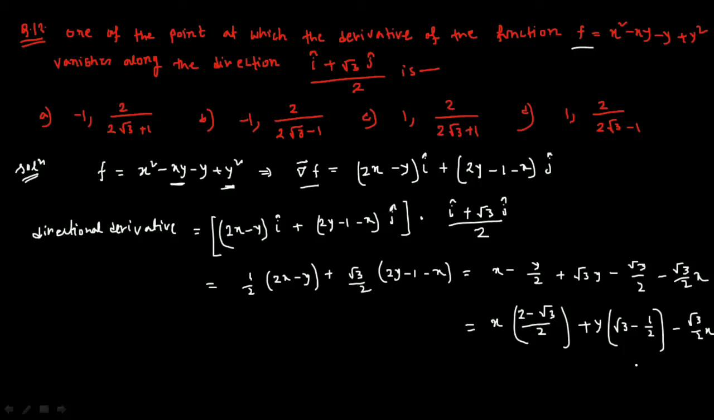You have to find for which point of x and y this will vanish, this will be 0. So you have to just put these points from options a, b, c, d and check the options one by one. Let me check option b. This will actually be the correct answer, and I am showing you the process of checking.